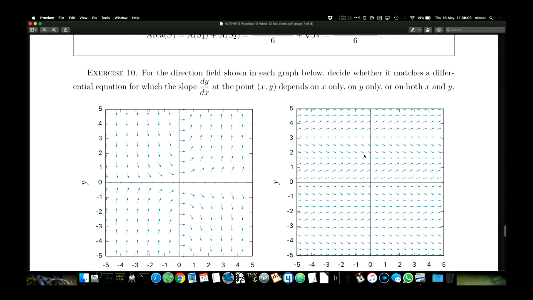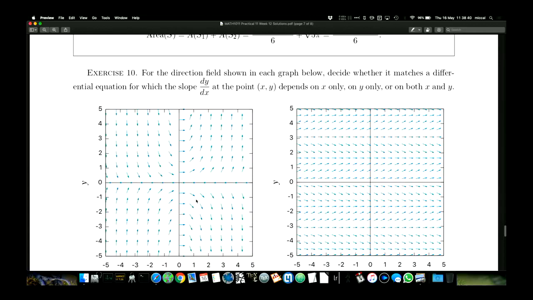Now think about that carefully. If it involves x only, that should mean no matter what the value of y, the slope is unchanged. Yes? Right, so on any horizontal line, any particular y, all the slopes will be the same. Now you look at this one, well that's not happening. This one it is though. Look, for a particular value of y, all the slopes stay the same, don't they? So this one, the right-hand side can't depend on y.